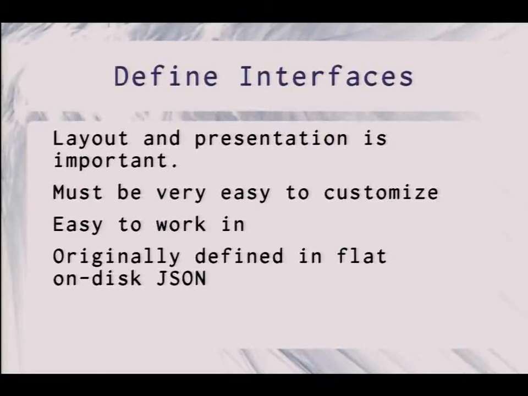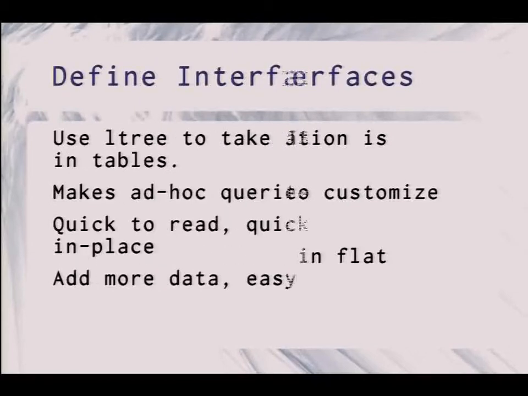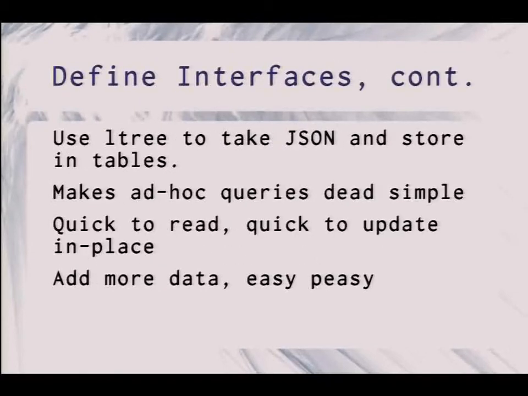Originally, when I came along, these were defined in flat files with this on-disk JSON. And our web developers did that because they do Node.js and they adore JSON because it's really, really easy to work with JSON there. So I took it and did some manipulating with it and then decided on using LTree, to take JSON and store it in tables. It makes ad hoc queries really, really, really simple.